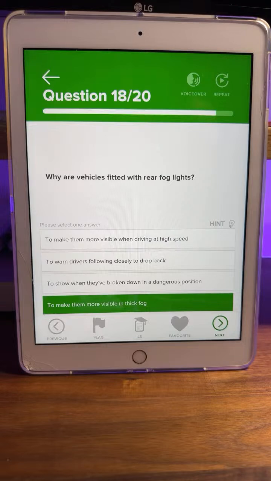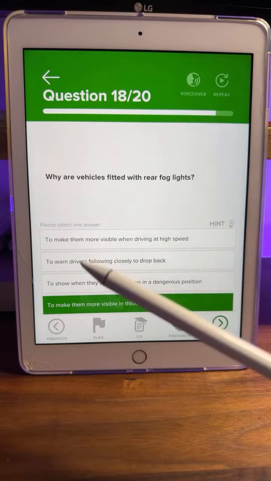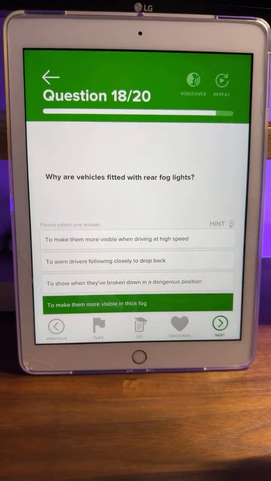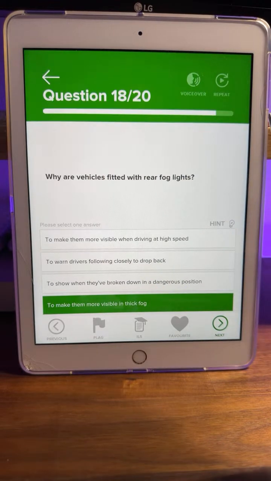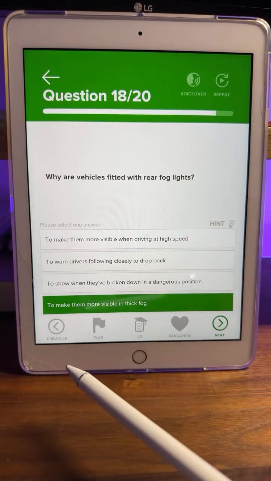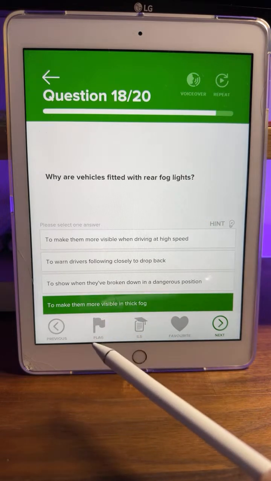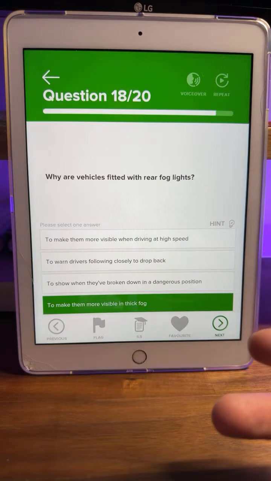D is the correct answer. Okay, so every vehicle pretty much has a fog light on the back of their car, but not every vehicle has a fog light on the front of the car. My new car right now does not have front fog lights, but my Mini before that did have front fog lights. So when you put your rear fog lights on, if you're driving in thick foggy conditions, your fog lights are much brighter.